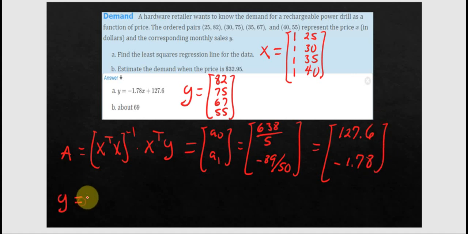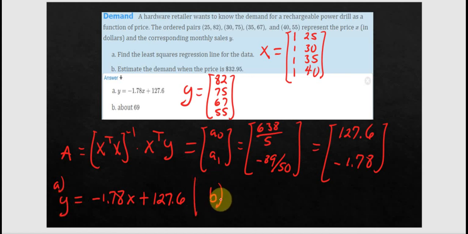So I get y is equal to negative 1.78 times x plus 127.6. Now that's part A. That's a y, not a funny g.